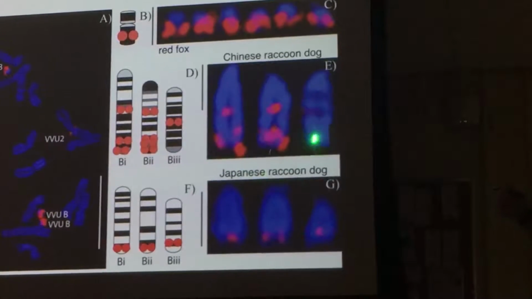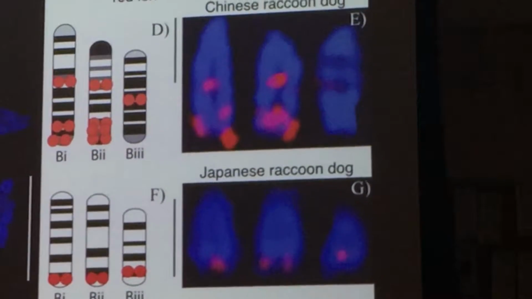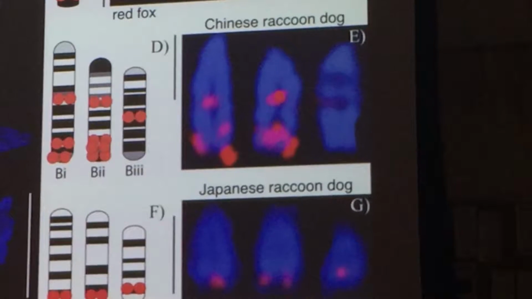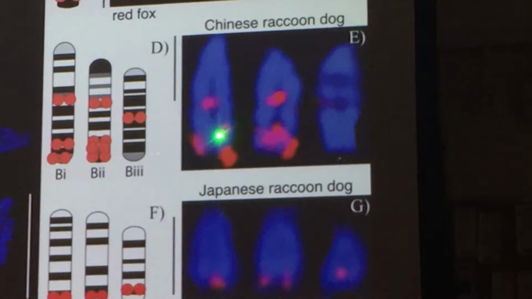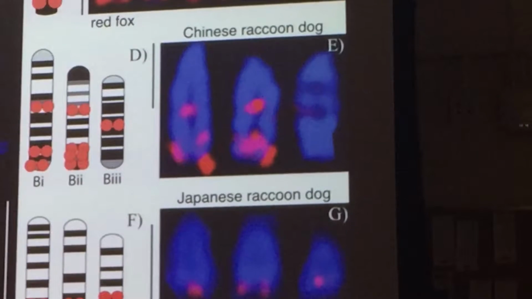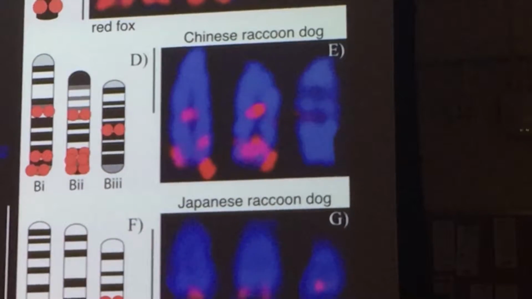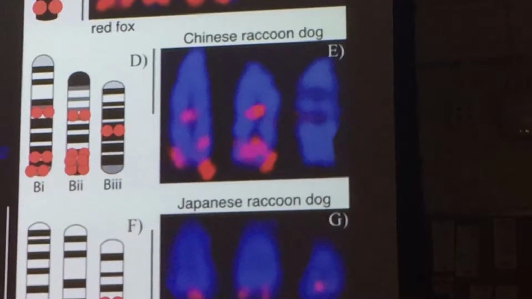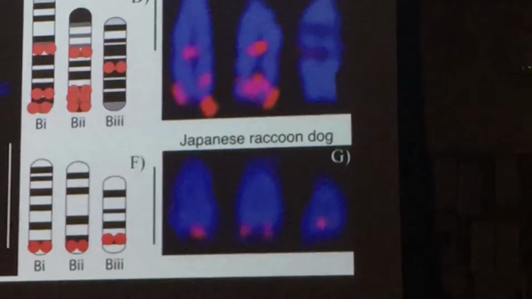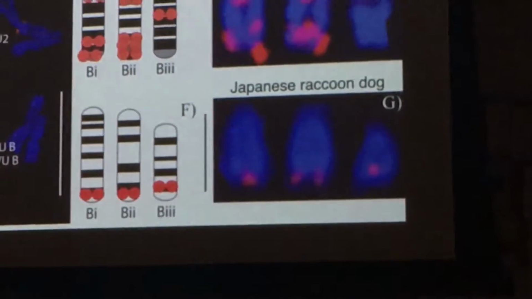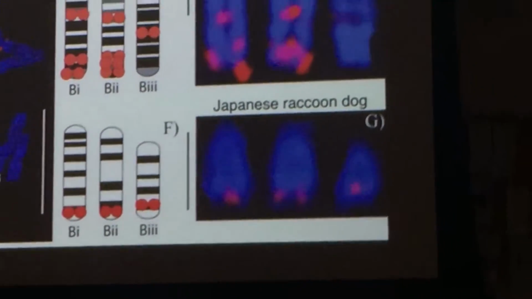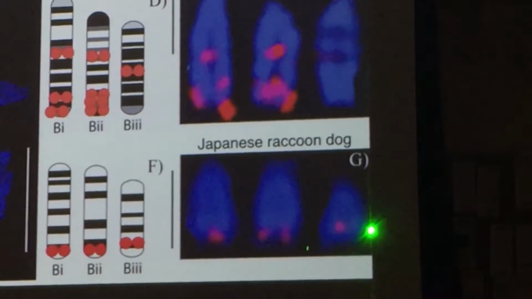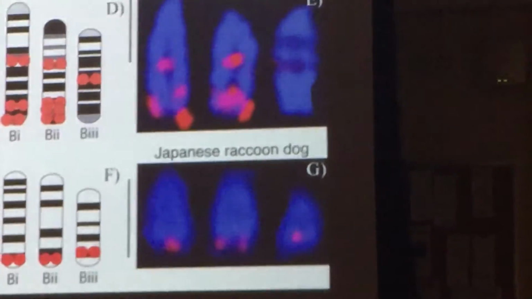When examining the Chinese raccoon dog, and remember these are the larger B chromosomes, we see specific patterns. And so it's a way of identifying B chromosome 1, 2, and 3. And this is an ideogram to give you a more simplified idea of where these probes lie on the B chromosomes. When we examined the Japanese raccoon dog, we had a simpler story, or simpler data, showing that this probe lies in a subtelomeric region. However, on the third B chromosome it is a little more proximal.